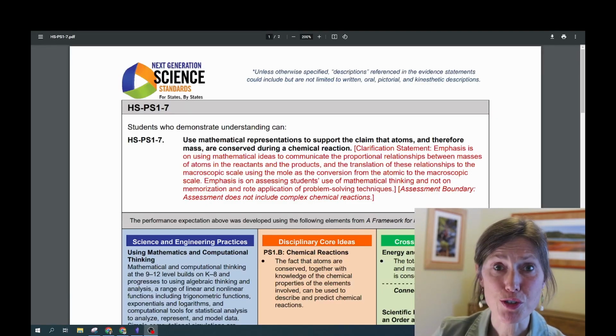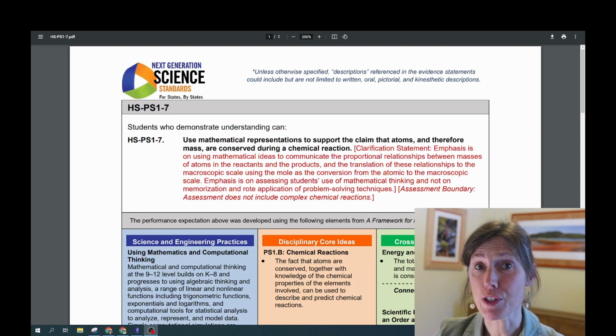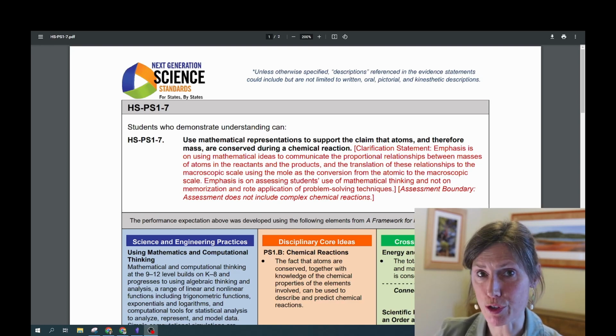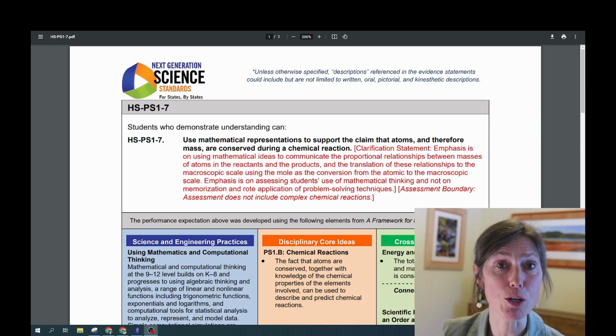So in order for our students to reach that flow state, we have to start with the first component, which is knowledge. Knowledge basically relates to the content, what students know. So I'm showing you here the Next Generation Science Standards, and my lesson revolves around the standard High School PS1-7, using mathematical representations to support the claim that atoms, and therefore mass, are conserved during a chemical reaction. This involves students learning how to convert between one unit and another. Let's go to the lesson.